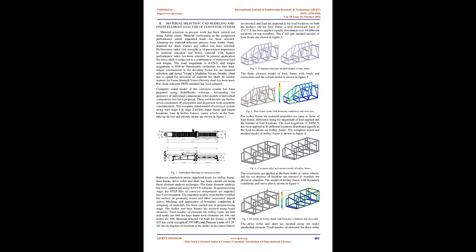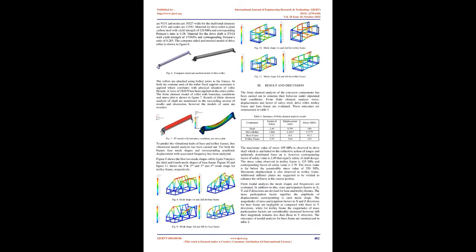The imported models were further verified for surface or geometry losses and other associated import errors. Meshing and application of boundary conditions and assigning of materials has been carried out in the pre-processing stage. The trolley and base frames are meshed using beam elements. Total number of elements for trolley frame are 440 and nodes are 449.